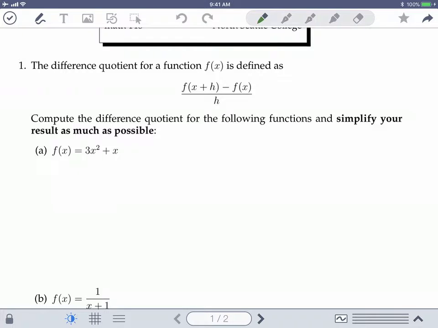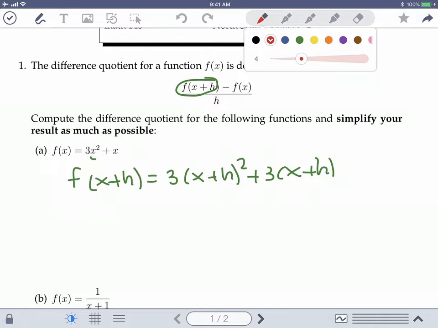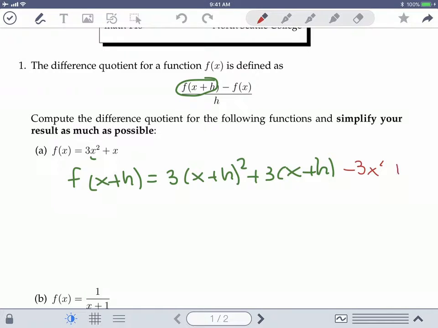When you plug in x plus h, you're replacing every x you see, so the function up here becomes x plus h. So it becomes 3 times (x plus h) quantity squared plus 3 times (x plus h), right? So this is the f of x plus h part. Then I need to subtract f of x, so I need to subtract 3x squared plus x. And I wrote it like that on purpose.